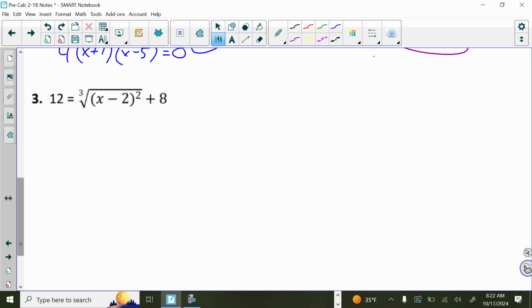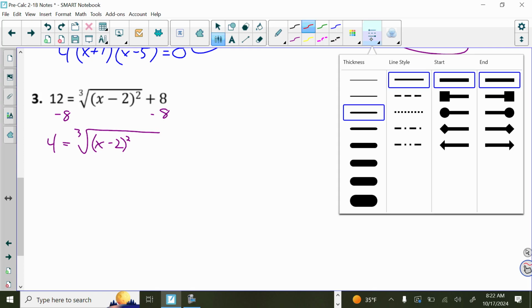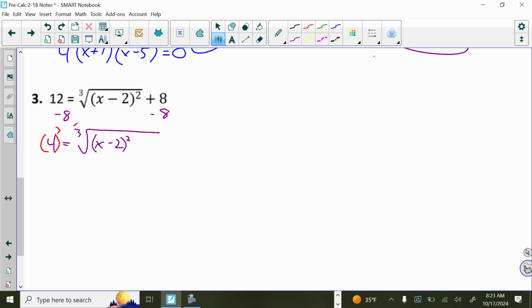So again, isolate the variable. That's number 1. So I'm going to subtract 8 from both sides. So I'm going to have 4 over here equals the cube root of x minus 2 squared. Okay, so now remember we're looking at raising it to the power of the index of the root. So we've got to cube each side, right? Because now I'm going to take all this and cube it, because we've got to get rid of that radical. So 4 cubed comes out to 64 on the left-hand side. All of this will wipe out and make it x minus 2 squared.